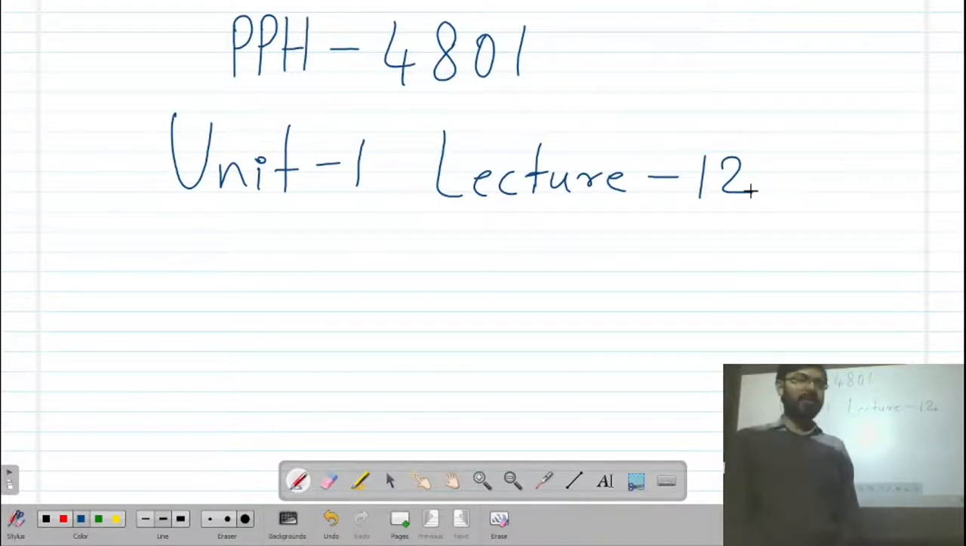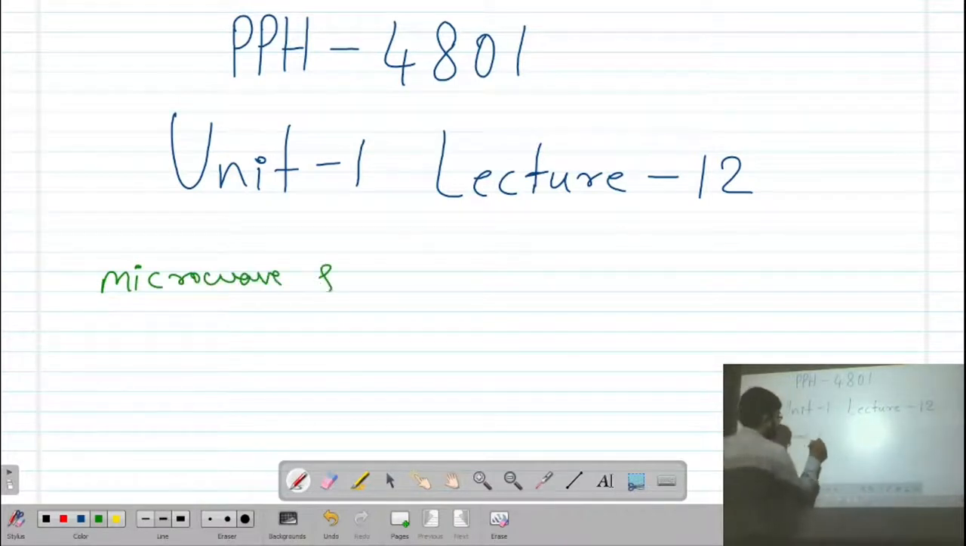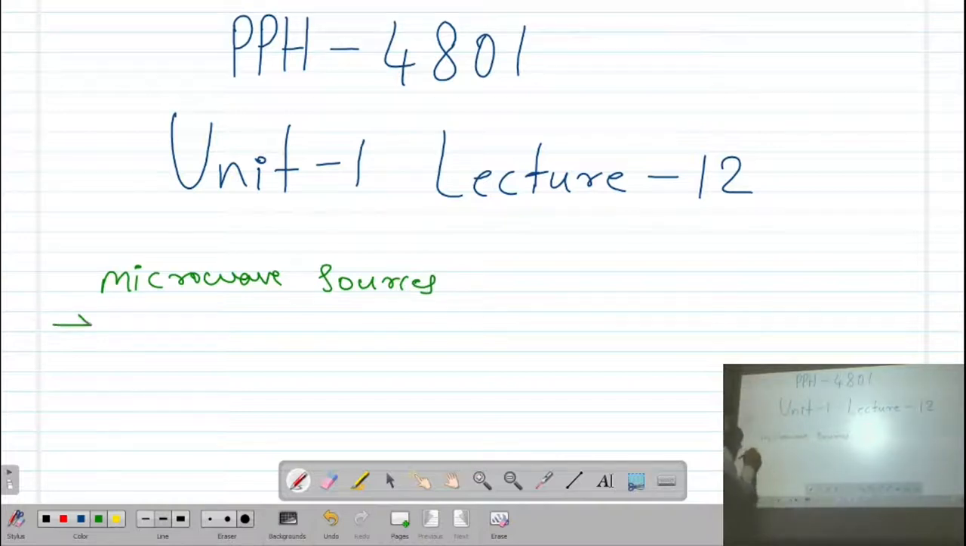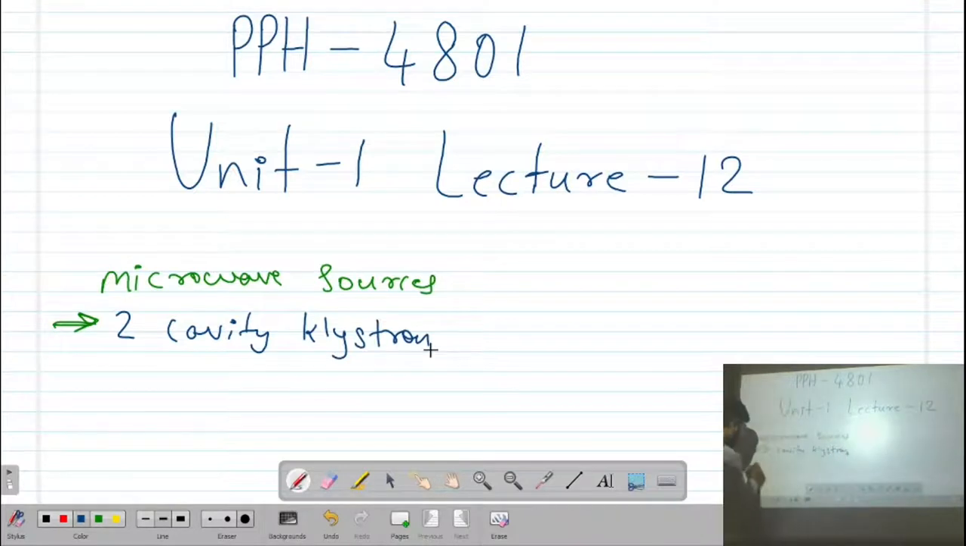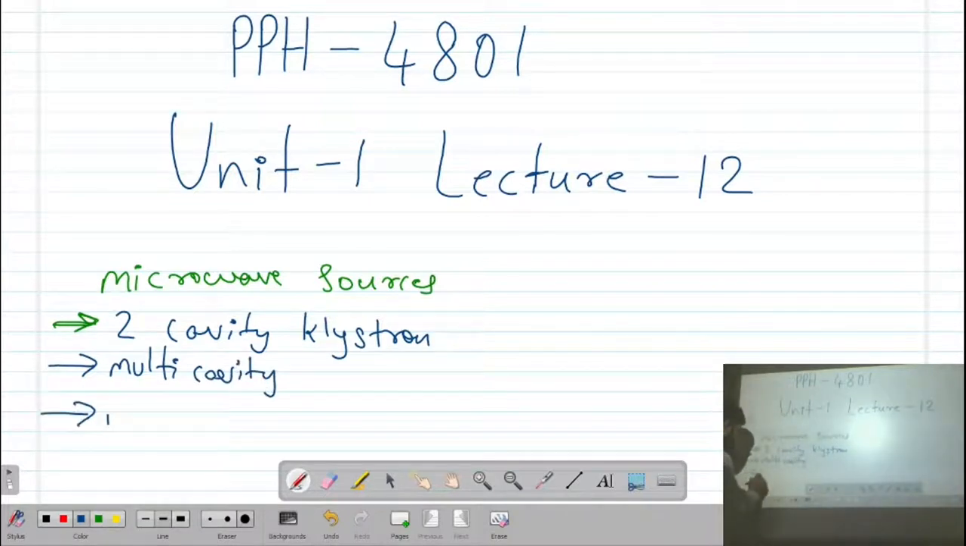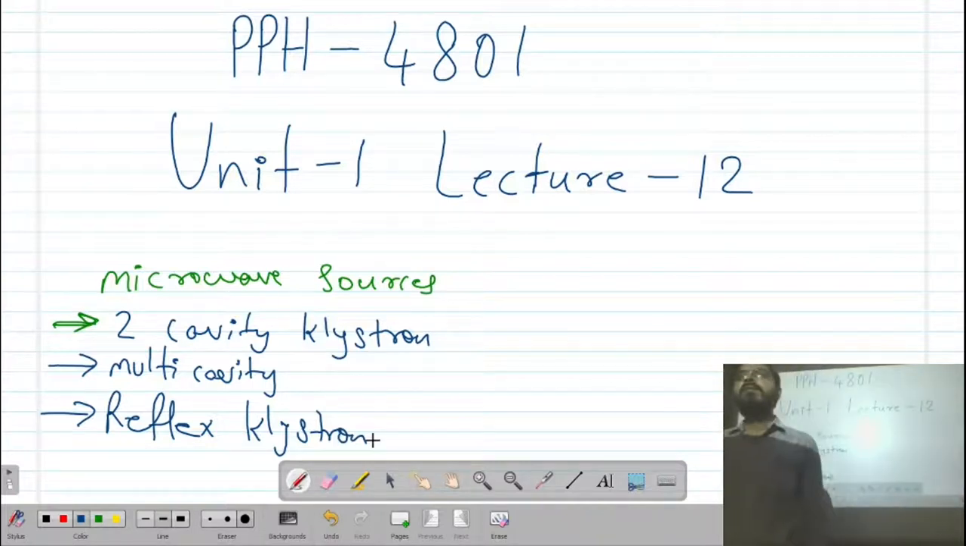In the previous lecture, lecture number 11, we have discussed about the microwave sources. In that we have discussed two cavity klystron, then multi-cavity, and reflex klystron. So, this was what we have discussed up till now.